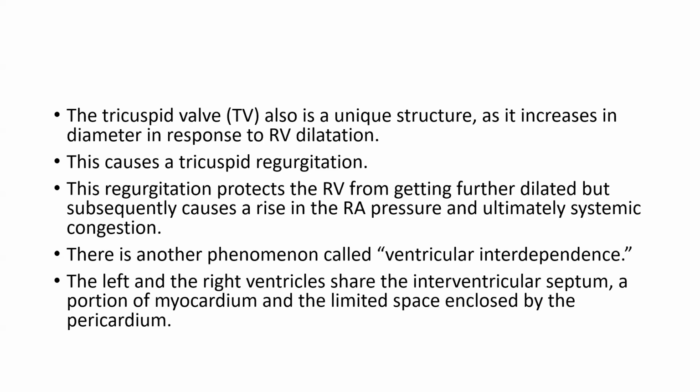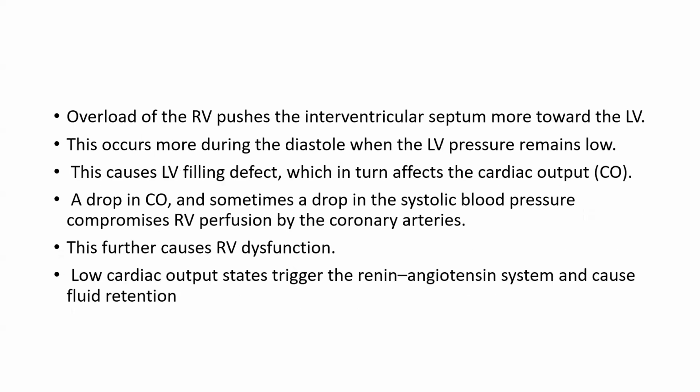The left and the right ventricle share the interventricular septum, a portion of the myocardium, and the limited space enclosed by the pericardium. The afterload of the RV pushes the interventricular septum more towards the LV. This occurs during diastole when LV pressure remains low. This causes an LV filling defect, which in turn affects the cardiac output. A drop in the cardiac output, sometimes a drop in the systolic blood pressure, compromises RV perfusion by the coronary artery. This further causes RV dysfunction. A low cardiac output state triggers the renin-angiotensin system and causes fluid retention.